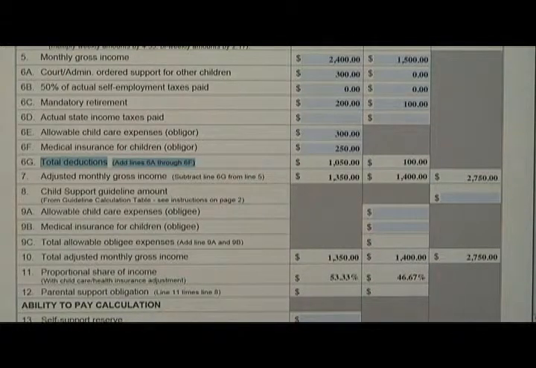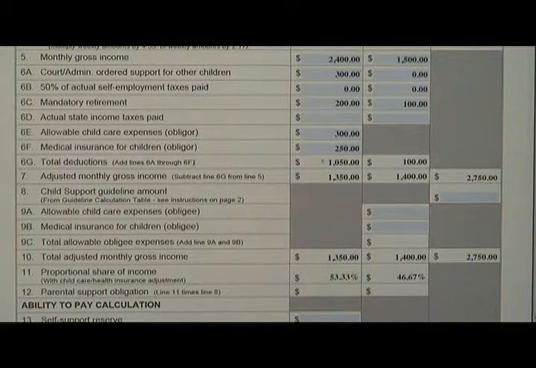Line 6G simply is John's total deductions. So we add lines 6A through 6F to get this number, which in this case is $1,050 for John and $100 for Jane. Line 7 is the adjusted monthly gross income, which is our monthly gross income minus our deductions. We will therefore subtract line 6G from line 5. We will come up with John's adjusted gross income being $1,350, and Jane's will be $1,400.